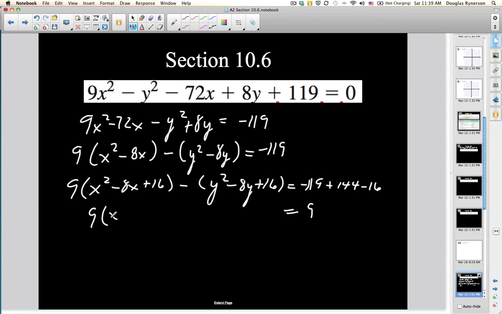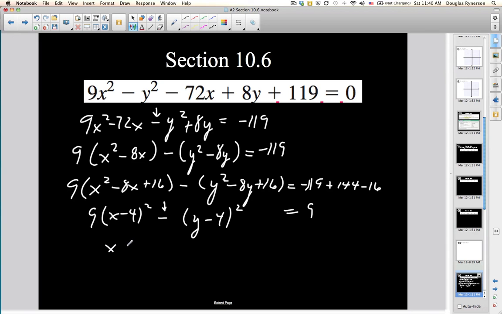Over here I have 9 times (x - 4)². I completed the square. Minus (y - 4)². And the last thing I need to do is put it into standard form by dividing by 9. This is a hyperbola because I have the minus sign. Sorry, I knew that all the way back here when I arranged things. Minus sign between the x's and the y's means it's going to be a hyperbola.